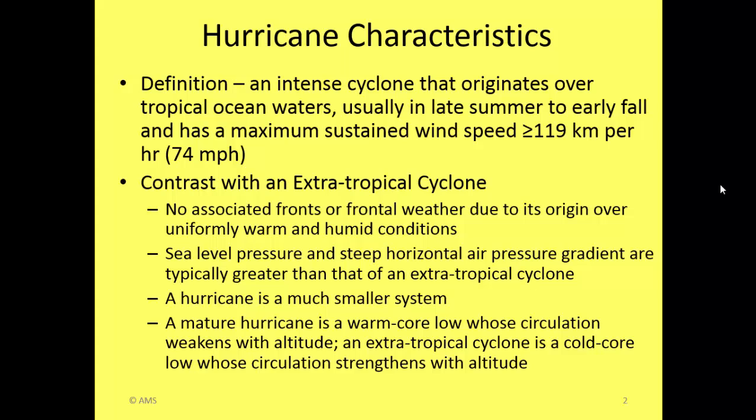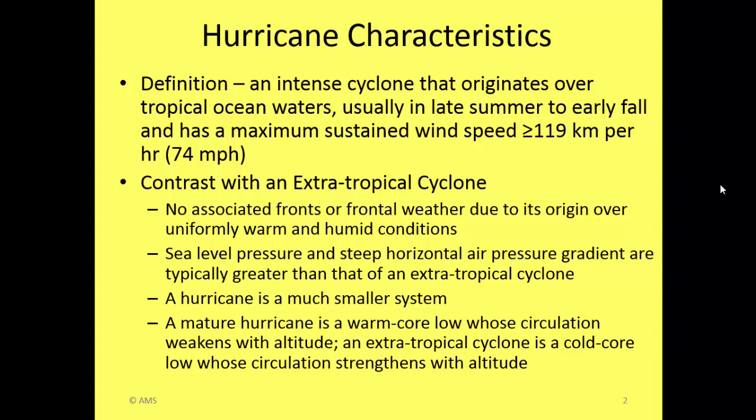Second bullet down is that sea level pressure is generally less, and the horizontal air pressure gradient is typically greater. Okay, so the greater the pressure gradient, the greater the wind speed, and that's one of the reasons why tropical cyclones tend to have greater wind speeds than extratropical cyclones. It's due to a much more intense air pressure gradient.